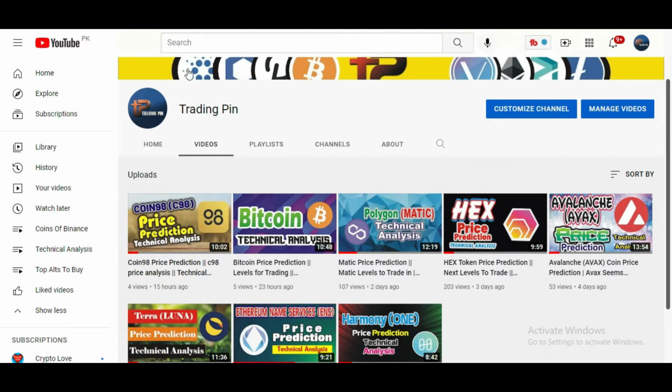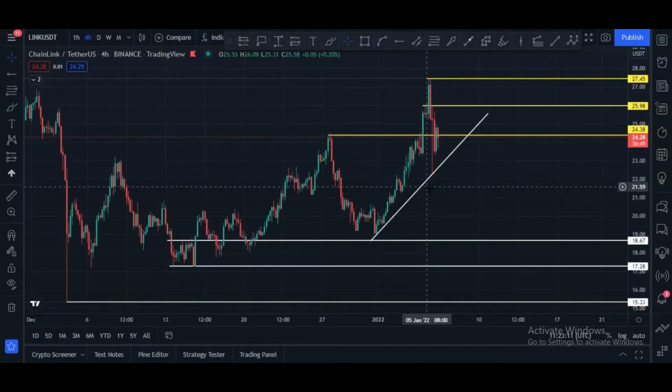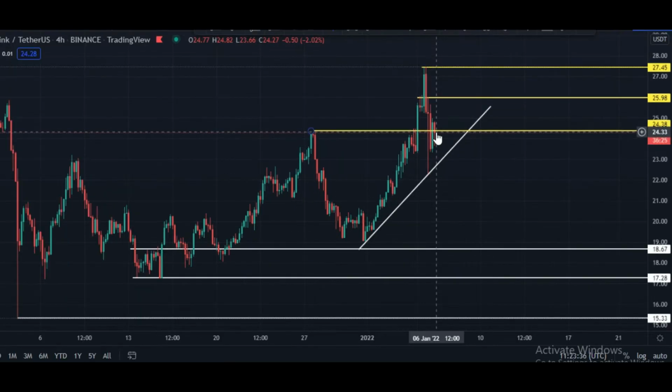In this video I will show you my new targets. Let me please show you my first chart. It is Chainlink USDT pair 4-hour chart. After creating top at $27 price zone, it is at $24 price zone. This is major trend line and it is respecting this trend line. And here you can see these yellow lines are main horizontal resistance lines as well as these are overcoming targets. But currently it is facing resistance to break this hard resistance.